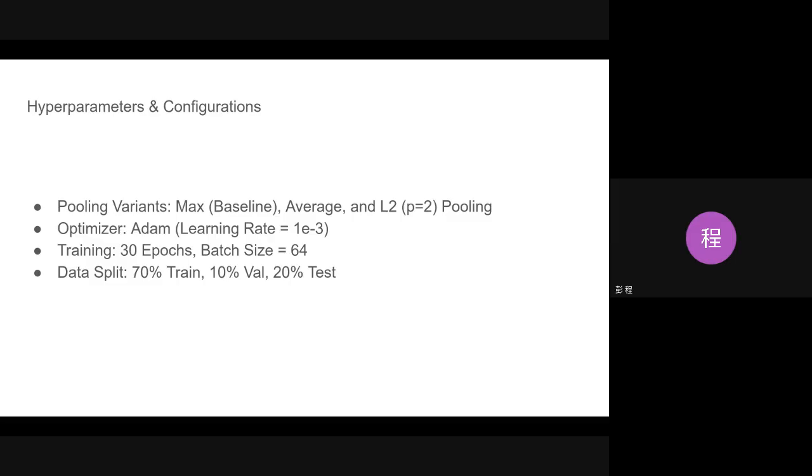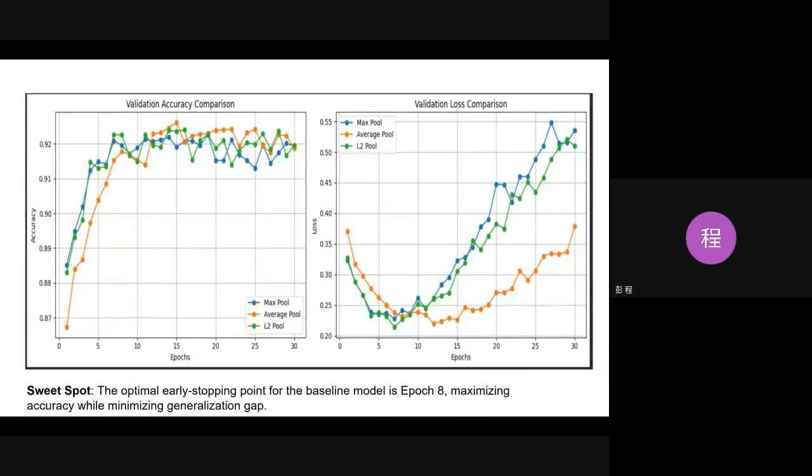So for our pooling variants, we have max pooling, average pooling, and L2 pooling. Our optimizer is Adam, training for 30 epochs, and the batch size is 64. The data split is 70% for training, 10% for validation, and 20% for testing. Next page.